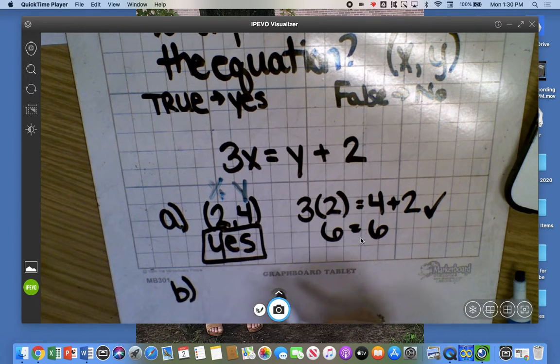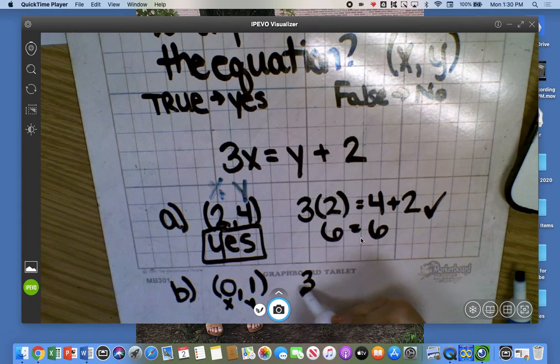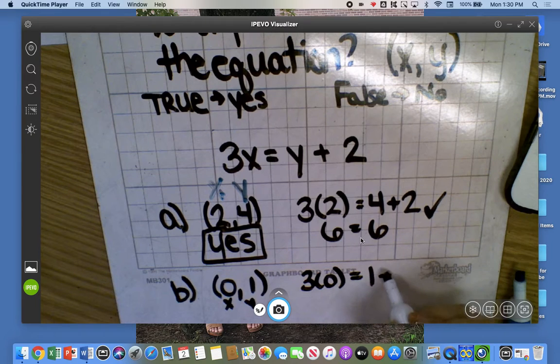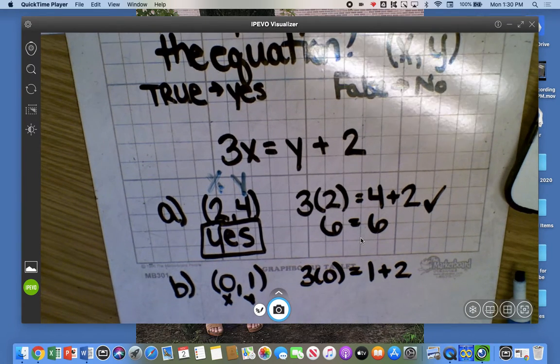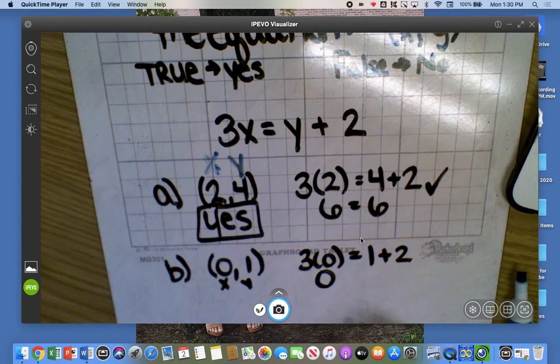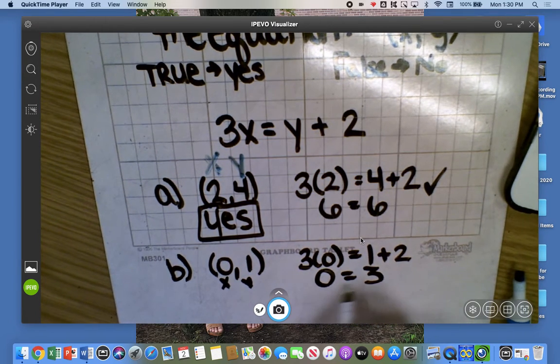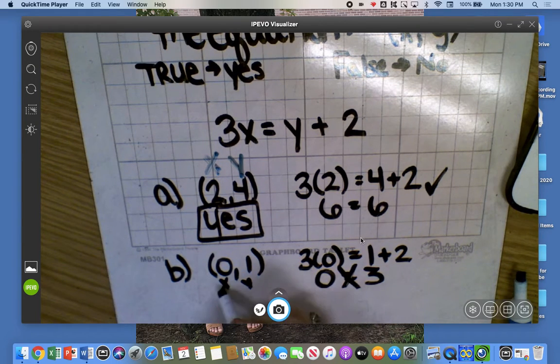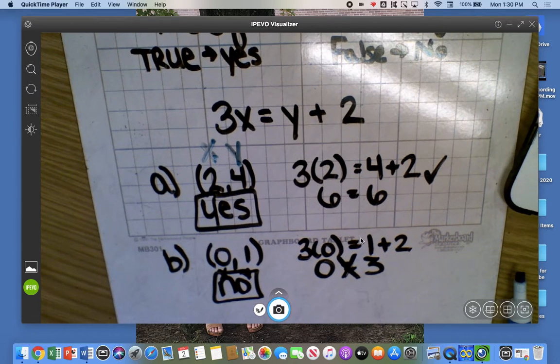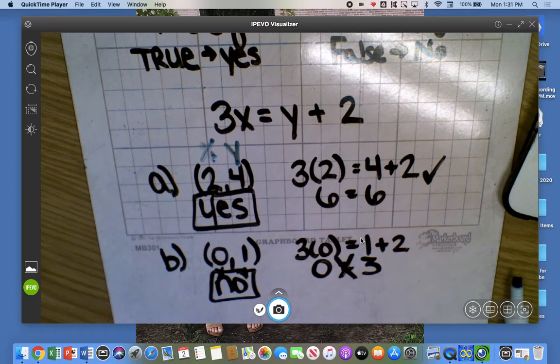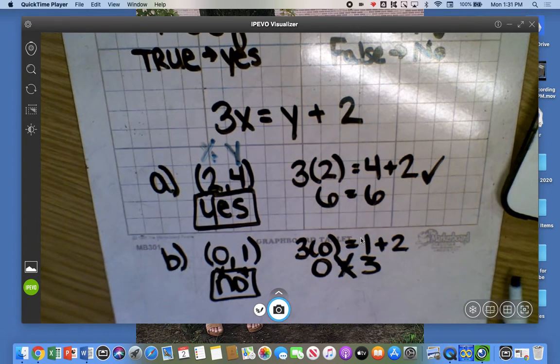Now, what if you had this? (0, 1). So I'm going to plug in 0 for x and 1 for y. So I'm going to ask myself, is 3 times 0 equal to 1 plus 2? 3 times 0 is 0. 1 plus 2 is 3. Are these equal to each other? Absolutely not. So then we're going to say, no, this is not a solution. So if you plug it in and you get a true statement, it's a solution. If you plug it in and you don't, it is not.